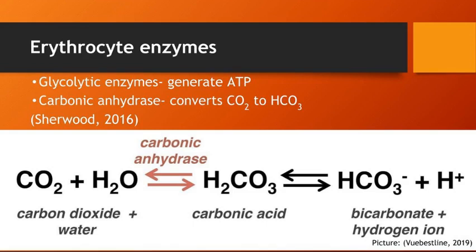Erythrocytes have two different enzymes that assist in their function, glycolytic enzymes and carbonic anhydrase. Glycolytic enzymes generate energy needed for active transport mechanisms for ionic homeostasis or balance. Since red blood cells do not have organelles such as mitochondria, they must solely rely on glycolysis for ATP production. The second enzyme is carbonic anhydrase, which assists in carbon dioxide transport. It catalyzes the reaction that converts CO2 into HCO3 bicarbonate ion so that it can be transported.